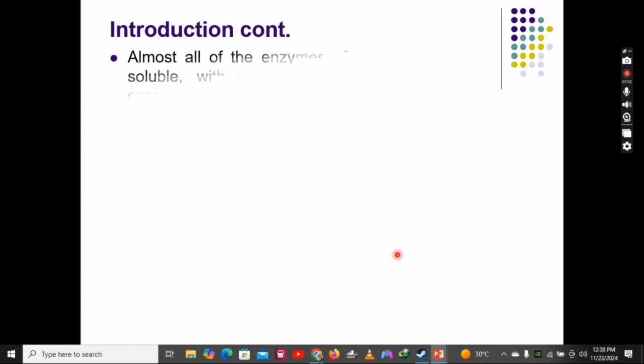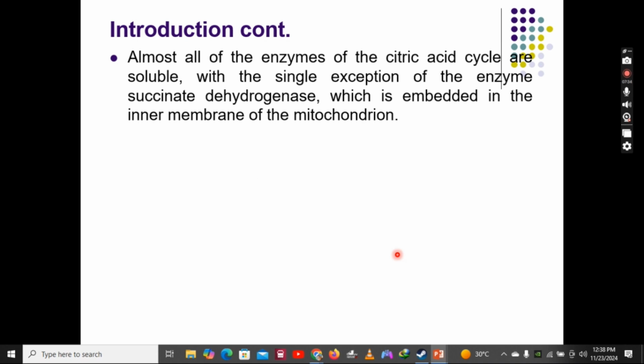These are the things that we are going to look at in today's lecture. Almost all the enzymes involved in the citric acid cycle are soluble enzymes, except just one enzyme, which is succinate dehydrogenase. It's insoluble because it's embedded in the inner membrane of the mitochondrion. That's where you find the succinate dehydrogenase.